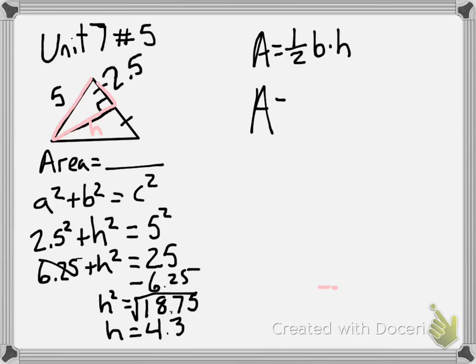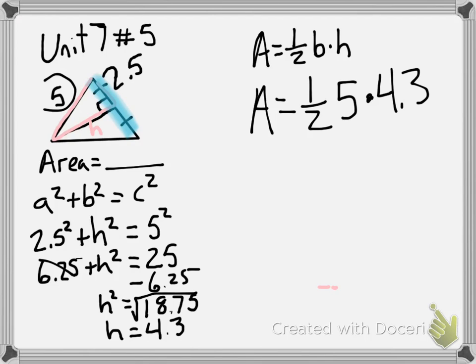We'll do A equals 1/2. The base is 2.5. Oops, sorry. I messed up a little bit there. The base is actually one of the sides, one of the full sides. So even if it was this full side, it's still a total of 5. And then the height is what we just did up the middle in pink, and that is 4.3. And we get A equals 10.75 millimeters squared.